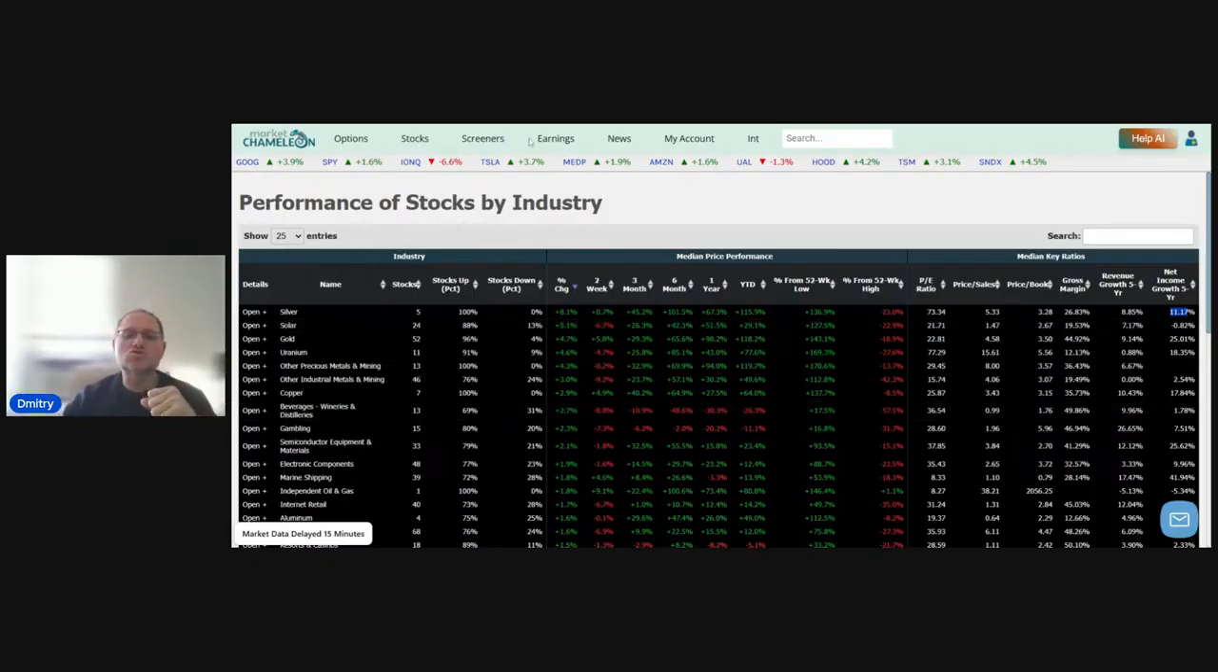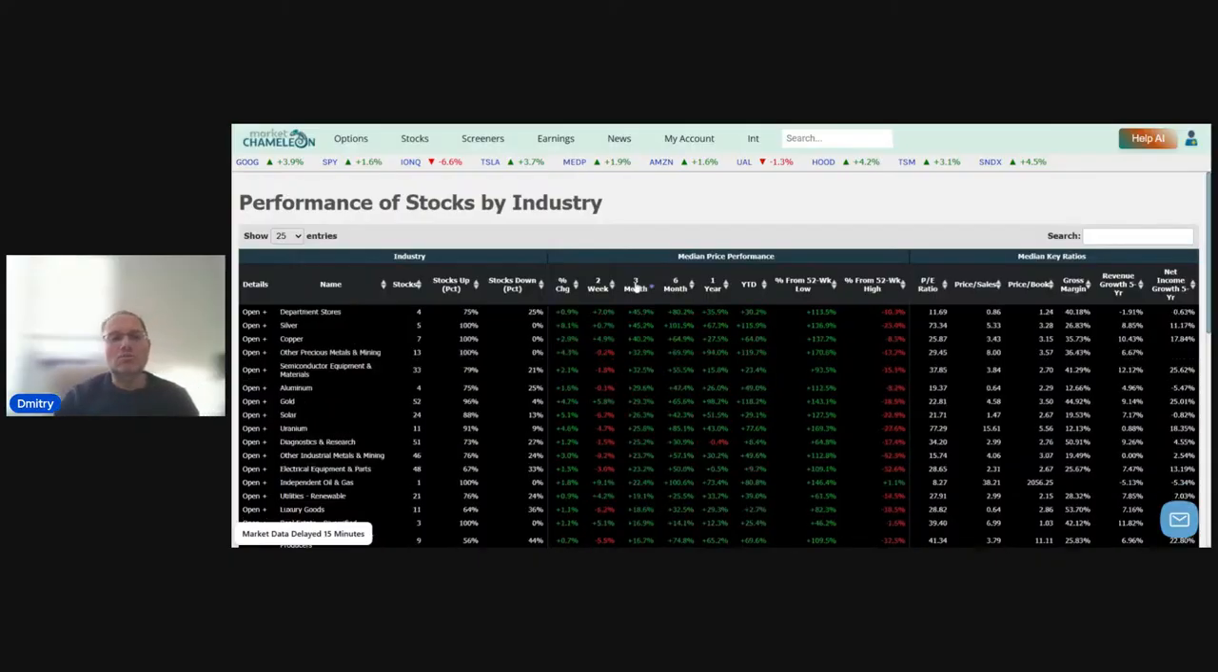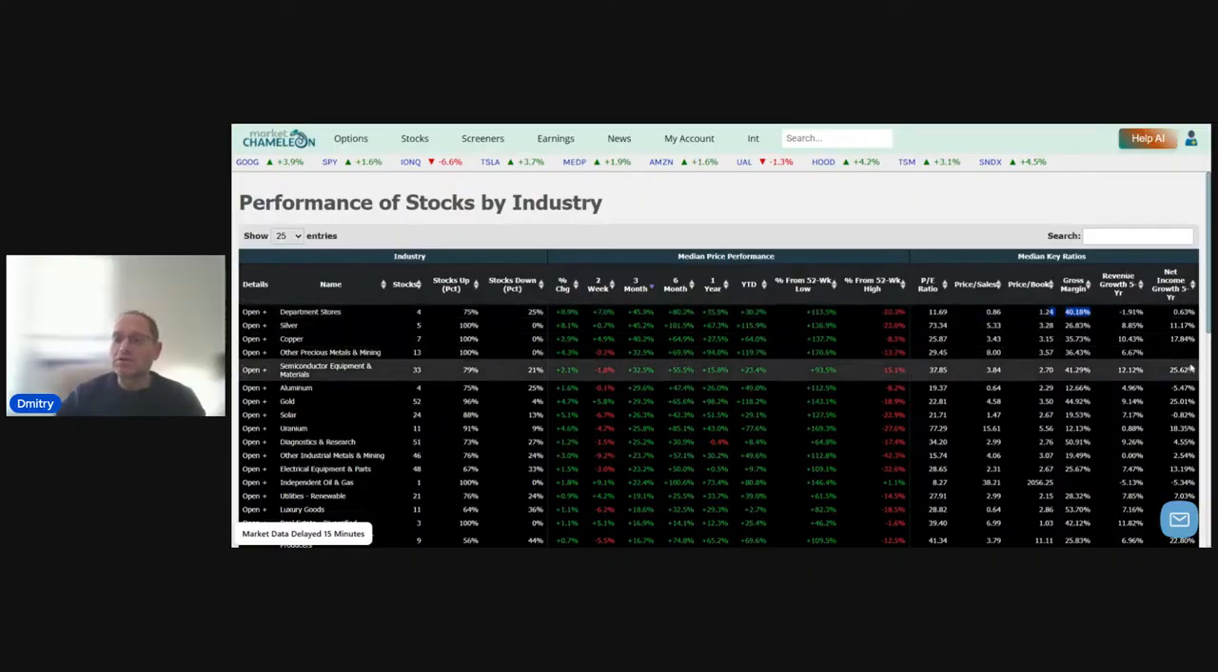So even if we just sorted, let's say, the 3-month. So here are the best 3-month performers, okay, department stores, silver, copper, and so on. We could even compare the PE ratios of those industries, the price to sales, price to book, the gross margins, and even the growth rates in revenue and net income.